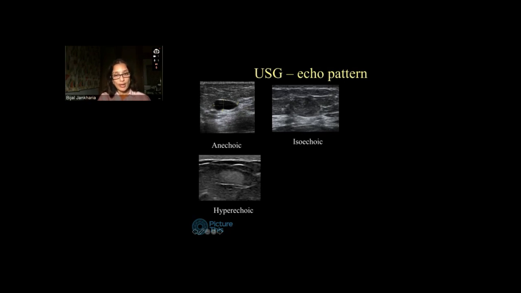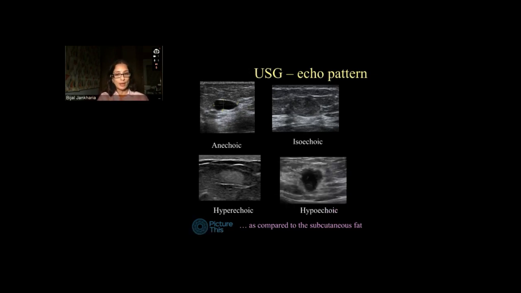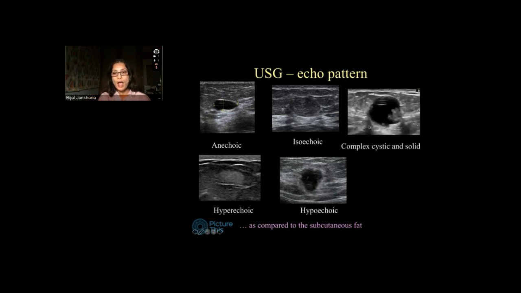Isoechoic could go either way, but when we talk about anything as isoechoic, it is in comparison to the subcutaneous fat, because everything in the breast will be hypoechoic if we compare it to the echogenic glandular parenchyma. Hypoechoic, more gray and black as compared to the subcutaneous fat. Complex, cystic and solid. By that we mean that it could be a cyst with an intracystic solid mass. It could also include solid masses with cystic components within it.